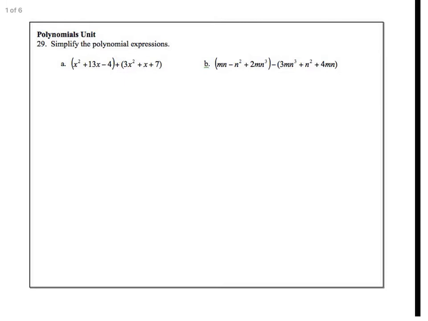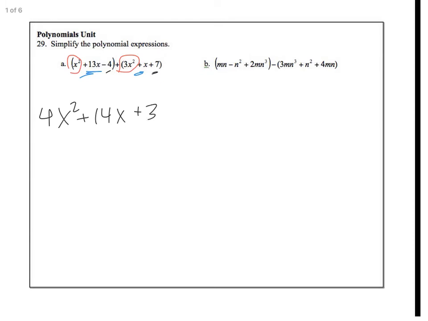So A and B are both just adding and subtracting, which when we're adding and subtracting polynomials, we just want to focus on combining like terms. When we combine like terms, you want to make sure they are the same variable and the same exponent. So for A, for example, I can put x squared and 3x squared together. I can put 13x and x, and then I can put my regular numbers together. So I'm starting with my x squareds, which I should because they have the biggest degree, they'll go first. X squared plus 3x squared gives me 4x squared, and then 13x plus x gives me 14x. Negative 4 plus 7 is a plus 3.